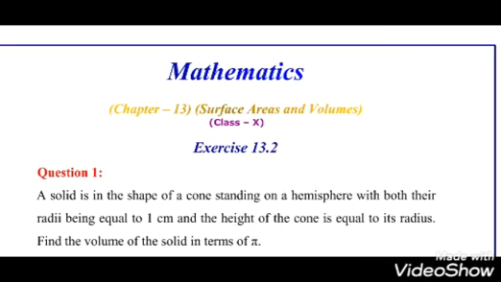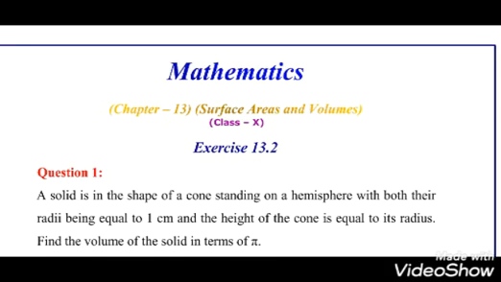Hi students, good morning to all. Now we continue the exercise sums regarding volume of combined solid figures. The first question: a solid is in the shape of a cone standing on a hemisphere, with both radii being equal to 1 centimeter and the height of the cone equal to its radius. Find the volume of the solid in terms of pi.